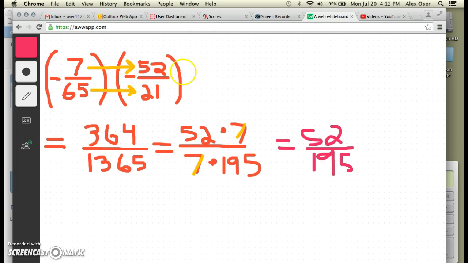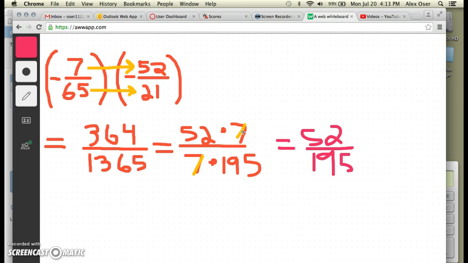So we had basically gotten to this point. We had taken our two fractions, which were both negative, and we were multiplying them together. So we knew our answer would be positive. We multiplied our numerators to get 364, multiplied our denominators to get 1,365. We saw that both the numerator and denominator contained a factor of 7.